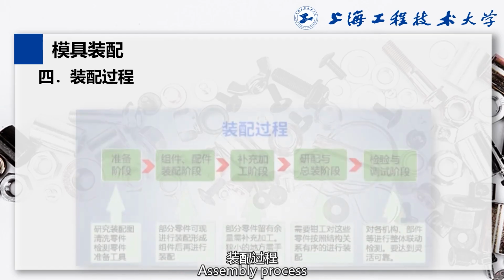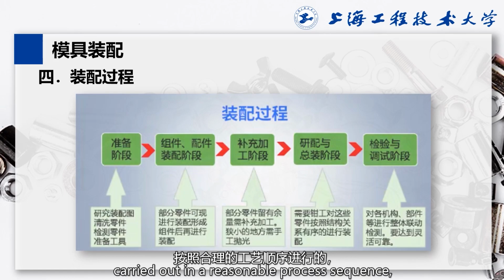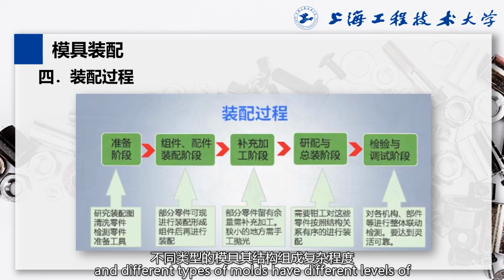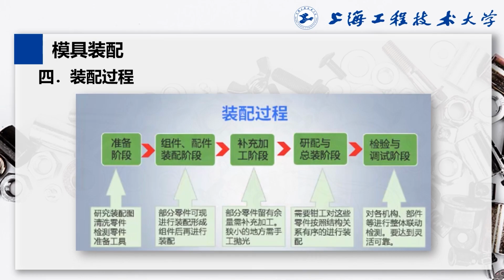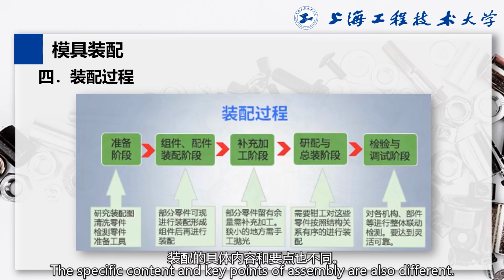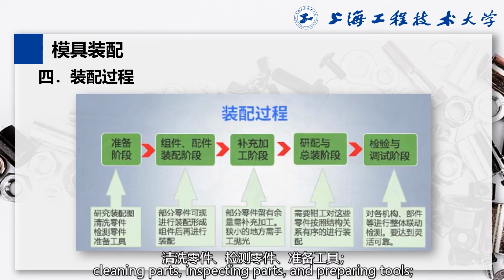Assembly process. Assembly is a series of assembly processes carried out in a reasonable process sequence, and different types of molds have different levels of structural complexity and precision requirements. The specific content and key points of assembly are also different. Preparation phase, including researching assembly drawings, cleaning parts, inspecting parts, and preparing tools.